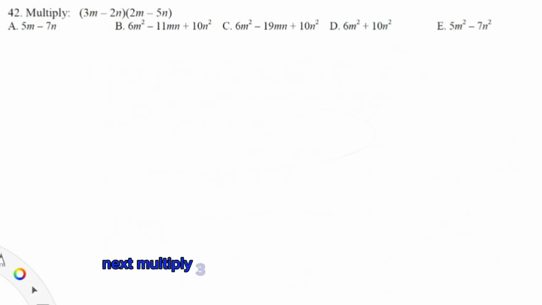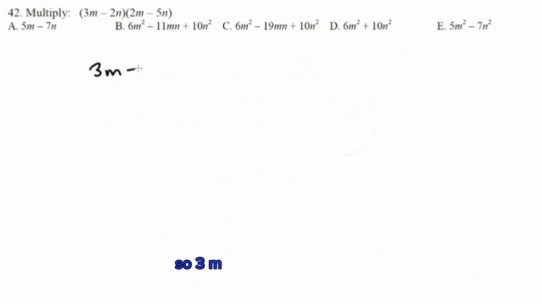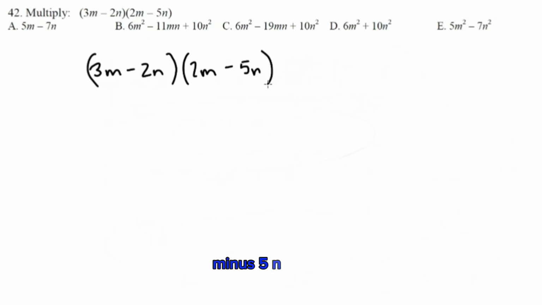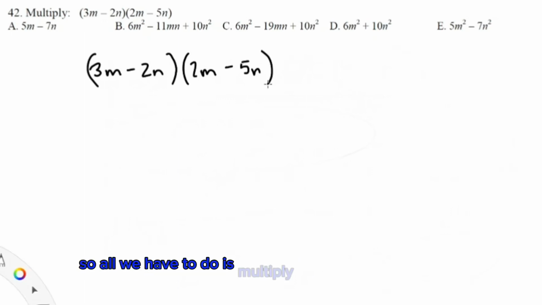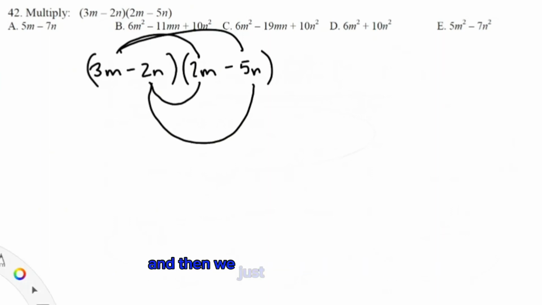Next, multiply 3m minus 2n times 2m minus 5n. Alright, so this is called binomial multiplication. So 3m minus 2n times 2m minus 5n. All we have to do is multiply each term by each term. So that means 3m times 2m and 3m times negative 5n, and then negative 2n times 2m and negative 2n times negative 5n. And then we just add the like terms.